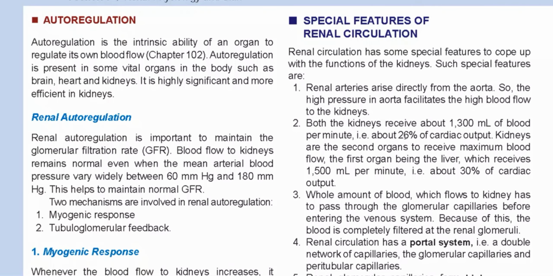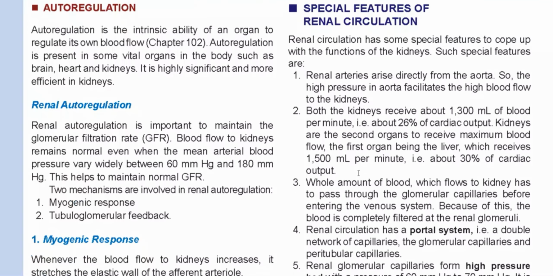Both kidneys receive, we know, 26% of cardiac output, that is 1300 ml of blood. So the kidneys are the second organ to receive the maximum blood flow. The first organ, we know, is the liver, which receives 1500 ml of blood, that is 30% of cardiac output. The whole amount of blood which flows to the kidney has to pass through the glomerular capillary before entering the venous system. So because of this, the blood is completely filtered in the renal glomeruli.